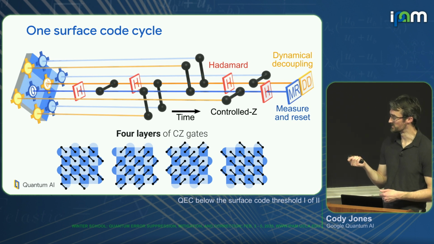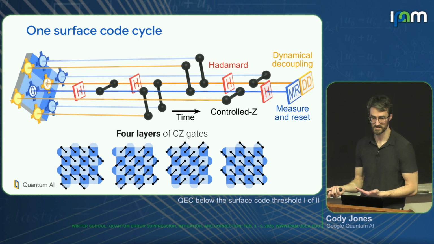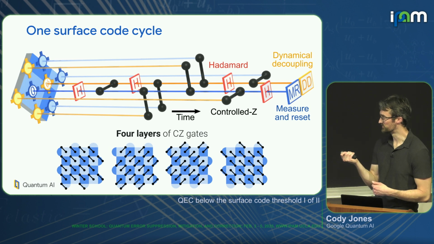At the end of the cycle, there's measurement, and that measurement is revealing to you the value of these parity checks. There's a question earlier about what's important with readout, and we actually want to know the state of the qubit right before we start the measurement, because that is the most information we can get about whether a parity check has been violated.